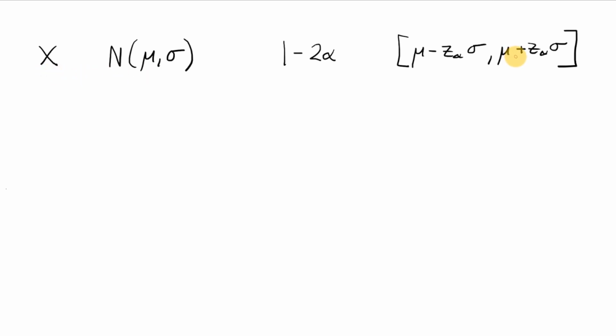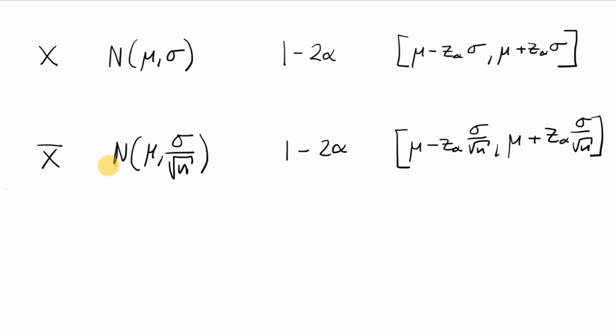Previously we saw this theorem that if you have a random variable that is normally distributed, then with probability 1 minus 2 alpha, x will have an outcome in this interval. And since the mean now is a random variable that is normally distributed with this standard deviation, it will get an outcome in this interval with this probability.